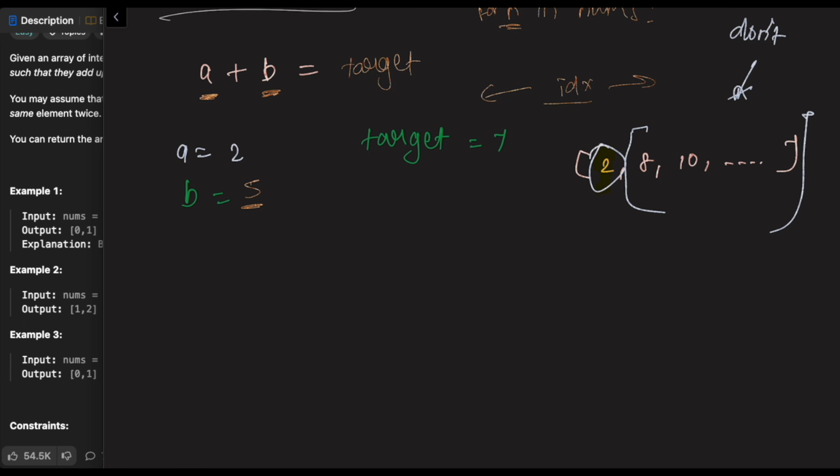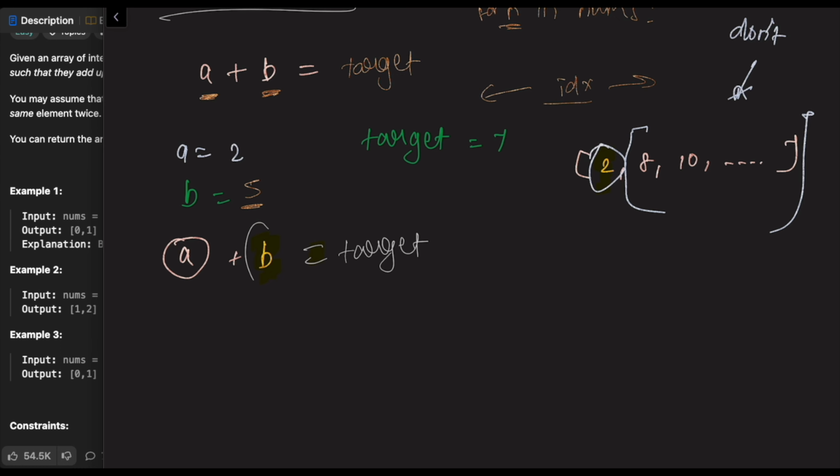So, you have the value of A. Can you write the value of B? So, this is known. This guy is unknown. You also know the target. You also know your target is on the right hand side.